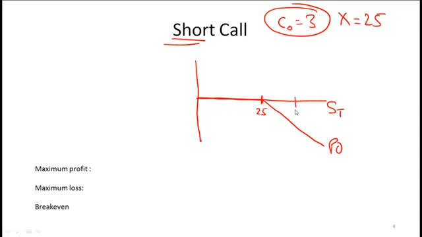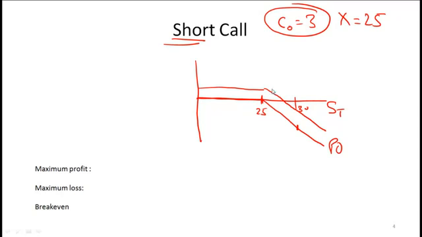So if the stock price ends up being $30 at expiration, then your payoff is -5, because the long party will have the right to buy from you for 25. You will have to get the stock from the market at 30 and deliver at 25. So your loss here is -5. So this is the payoff for the short call. What does the profit diagram look like? The profit diagram, however, will look something like this.